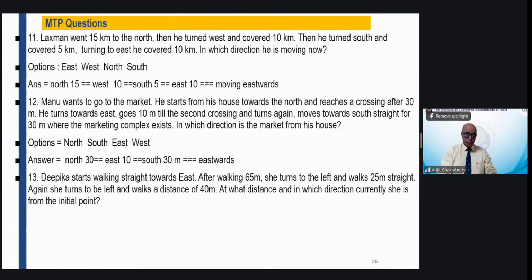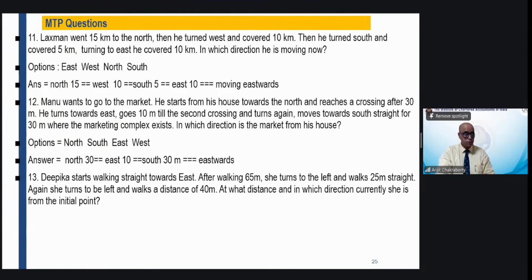After walking 65 meters, she turns to the left, east, and then left. Means you are moving towards north and walks 25 meters towards north. Again she turns to the left. From north, left means now towards west, covering 40 meters. At what distance and in which direction currently is she from the initial point?